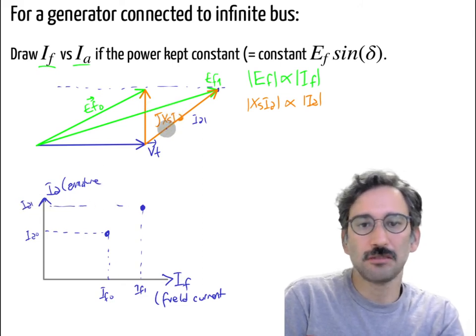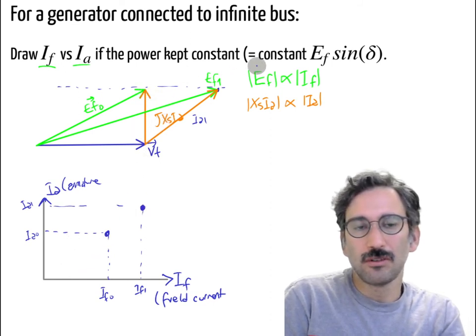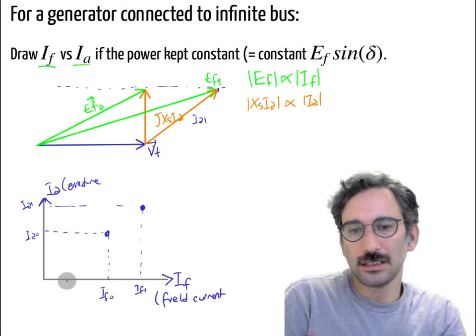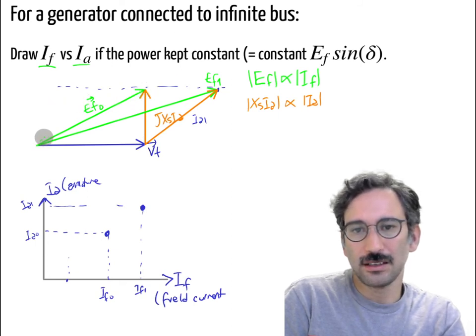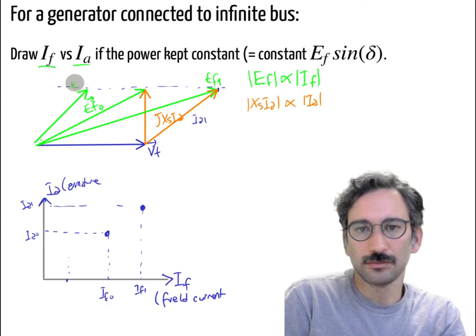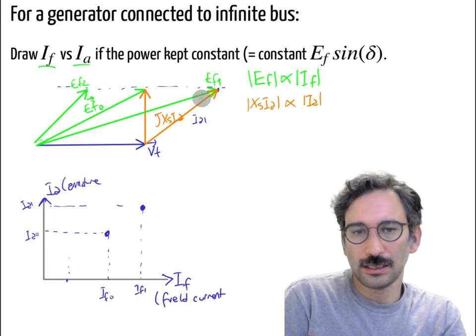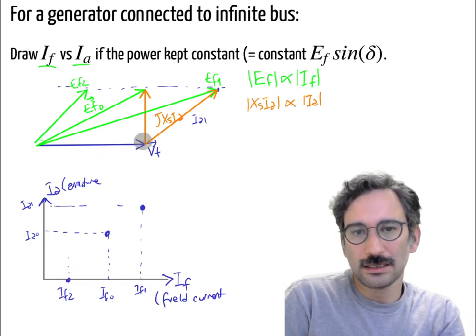Then I say, okay, let's see if it will go like that or in the other direction. For that, I reduce my field current. Then the magnitude of EF will get really small. So it will come somewhere here, right? Let's call that vector EF2, and this one is IF2, right?